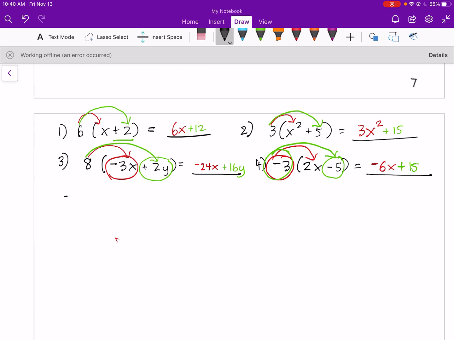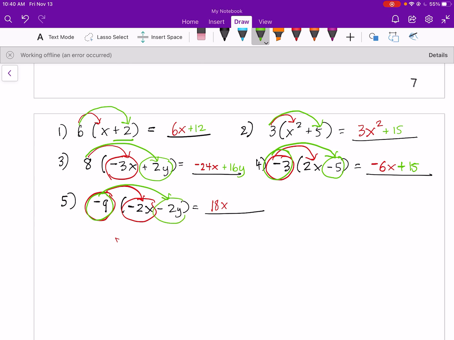Here we go, number 5. Negative 9 times 2x minus 2y. So again, negative 9 times a negative 2x, which would be a positive 18x. And then I have a negative 9 times a negative 2y, so it'd be plus 18y. All right, one more, and then I'm going to change it up 2 different ways, and then we'll be done for the day.